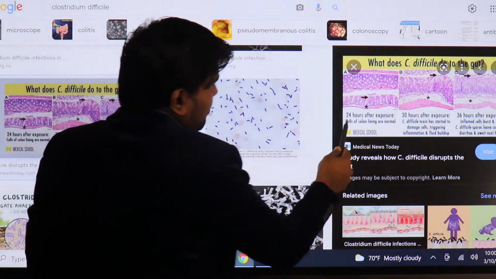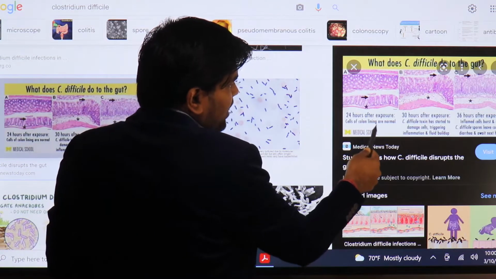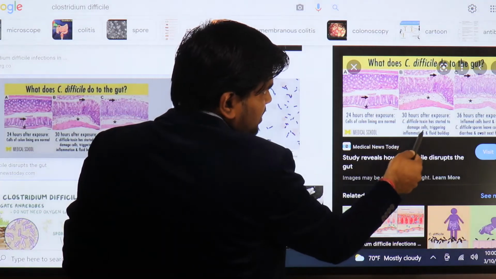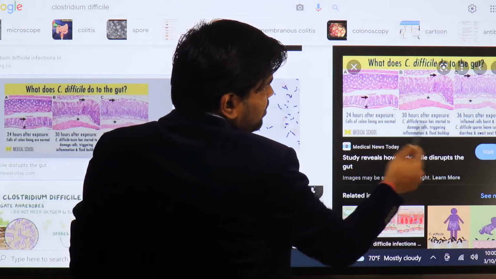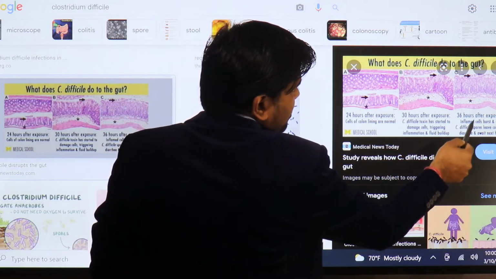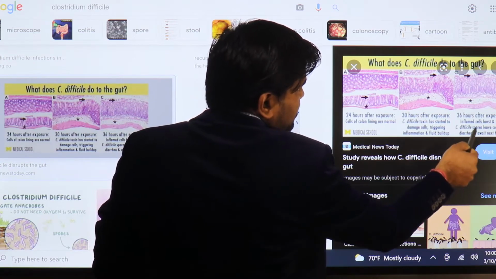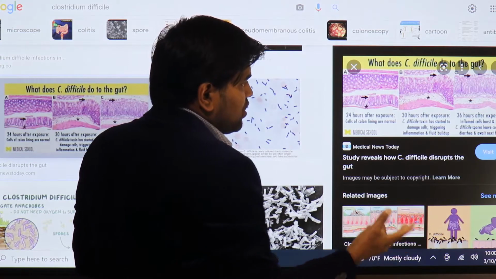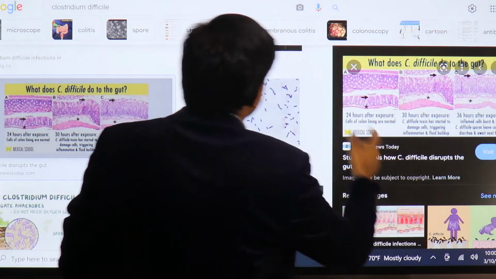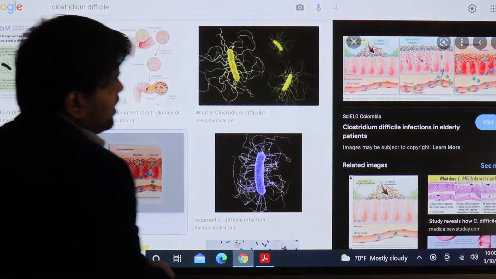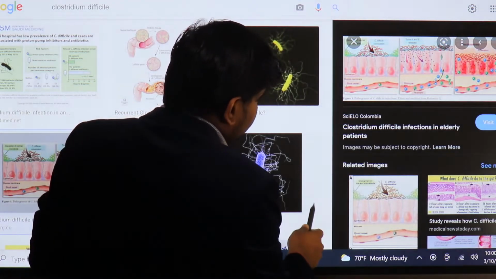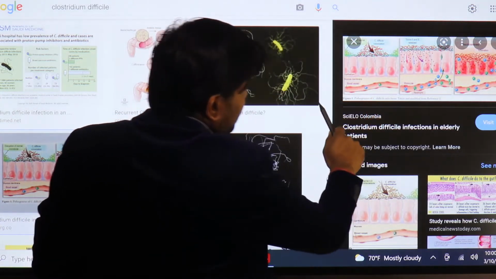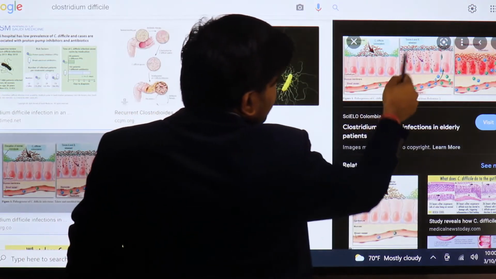You can see after 24-hour exposure, cells of the colon lining are normal. After 30-hour exposure, Clostridium difficile toxin has started to damage the cells, triggering inflammation and fluid buildup. At 36-hour exposure, inflamed cells burst and die. Clostridium difficile spores leave the colon via diarrhea and wait for the next episode. So you can see the changes Clostridium difficile is causing. The picture is not clear, but you can see the bacteria getting colonized and then they form the pseudomembrane.